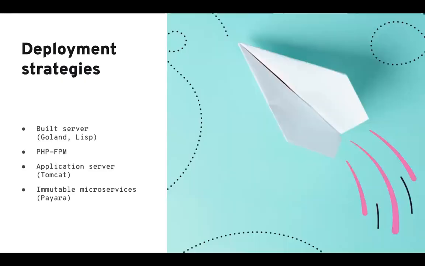Another differentiating factor in the way that stacks and languages are deployed, beyond, say, their package manager and whether it's a compiled or an interpreted language, is also the deployment strategy itself. So some languages compile into a binary that actually has a web server inside of it. So Golang and Lisp, for example, build into a binary which serves as its own web server. .NET is also like that.